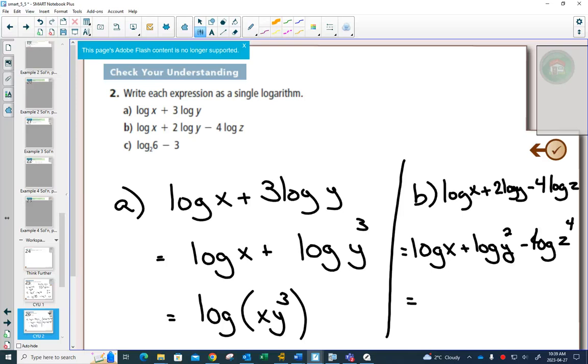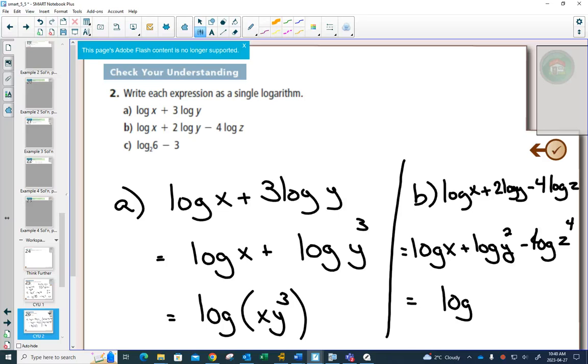And next, I'm going to show you a bit of a shortcut for adding and subtracting that is really nice to use, and actually students make fewer mistakes when they use the shortcut than if they try to do it step by step. So step by step, you could add these two together by multiplying inside and get log xy squared. Do that as one step, and then you'd still have minus log z to the fourth. And then you would have subtracting, so you could divide.